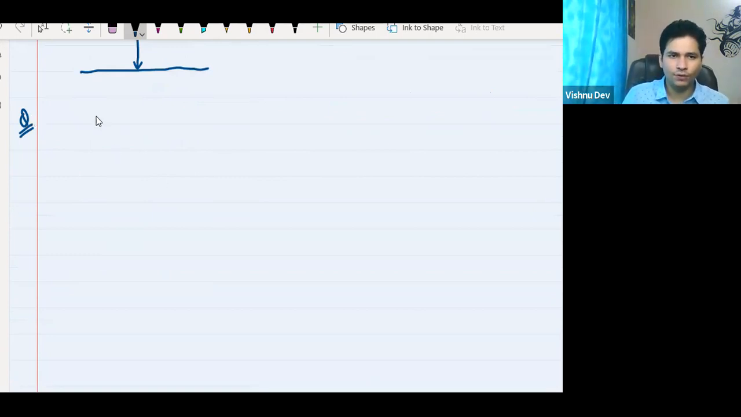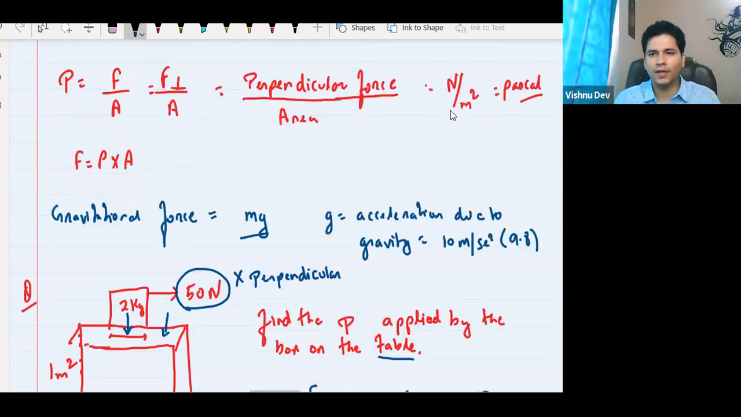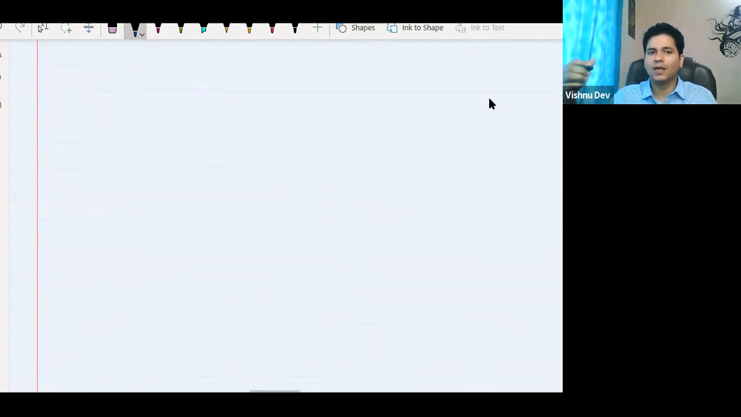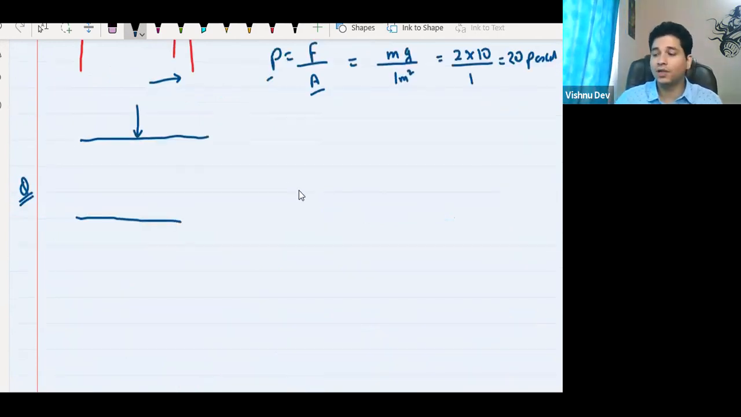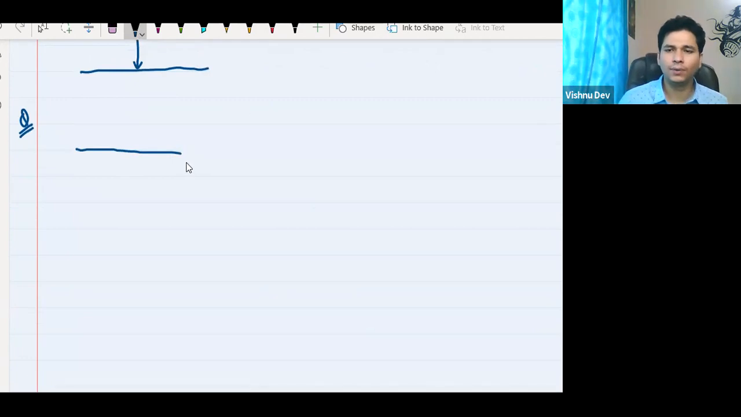You showed the definition for Pascal. It is just force per unit area. Newton per meter square is called Pascal. For example, Newton is kg meter per second square. In the same way, Newton per meter square is called Pascal.